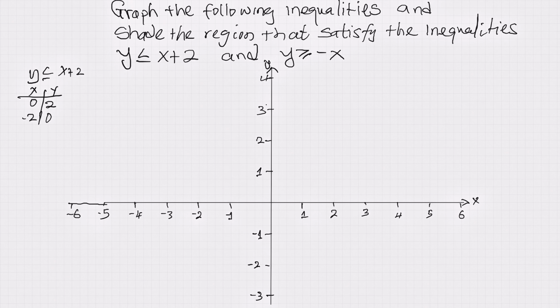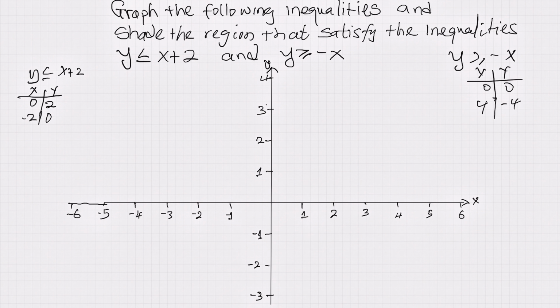So let's look at y greater than or equal to negative x. Let's get some x and y coordinates. When x is 0, y will be 0. And when x is 4, y will be negative 4. All right, let's use those coordinates to plot it. So now let's plot the graph on this xy plane.